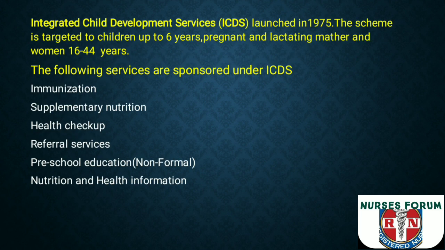Integrated Child Development Service, ICDS, launched in 1975. The scheme is targeted to children up to 6 years, pregnant and lactating mother, and women in between 16 to 44 years. ICDS scheme ensures one Anganwadi worker in every 400 to 800 population.